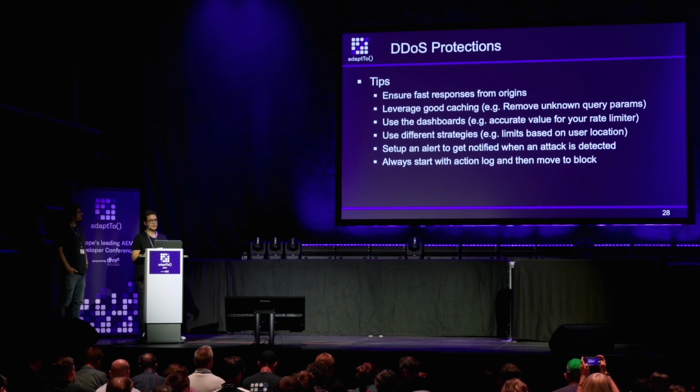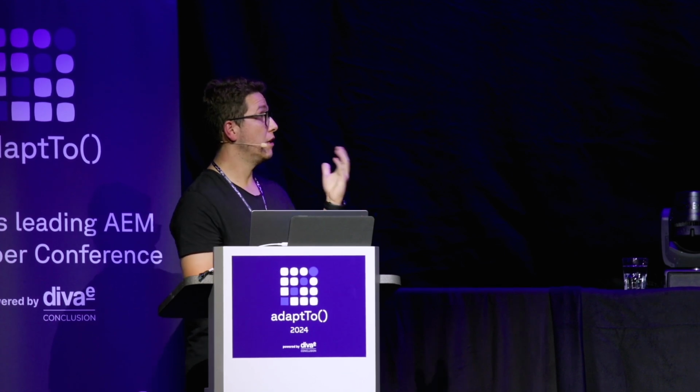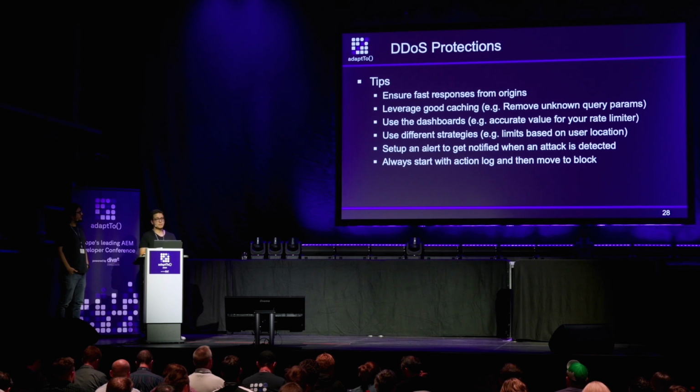Third, use the dashboard, especially to set your own rate limiter, because it will show you the most important data, and you will be able to get an understanding of what you need to block. Try to also leverage different strategies. For example, if you are only doing local business, so you only serve, I don't know, German customers, then it makes sense to have one rate limiter for users based in Germany, and a second one that is far more restrictive for users based outside of Germany.